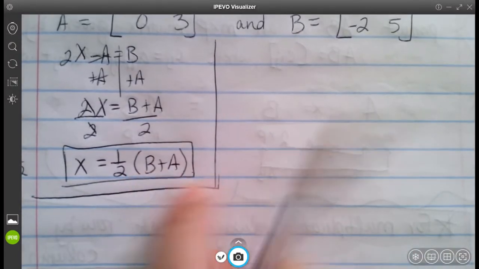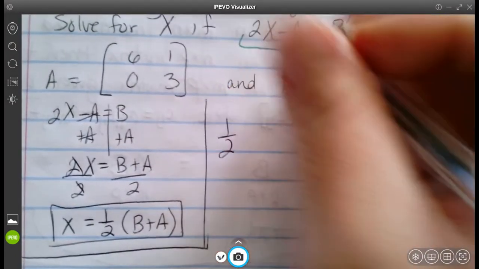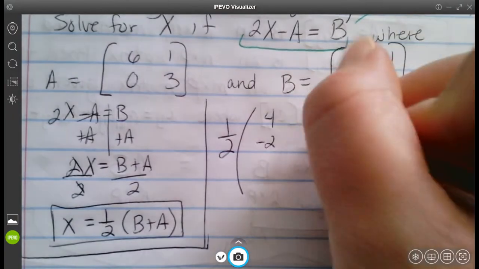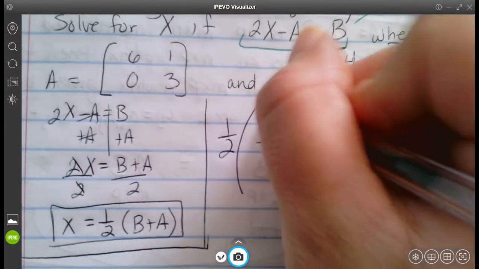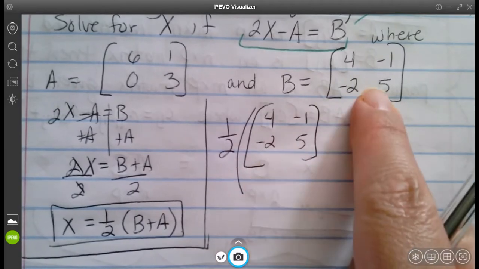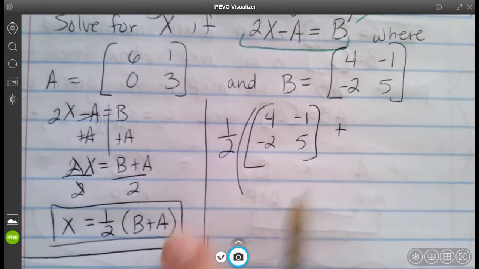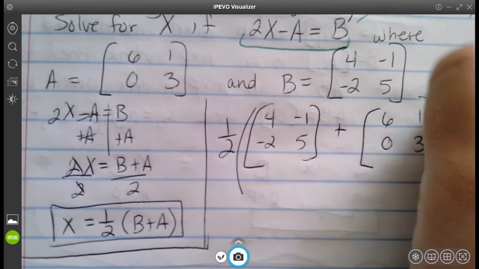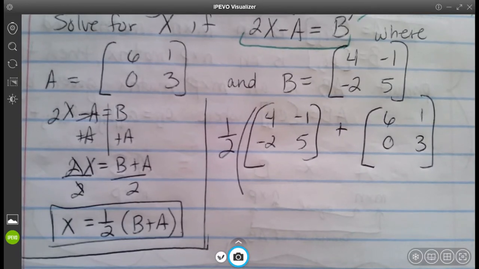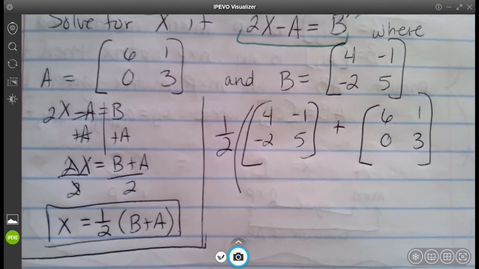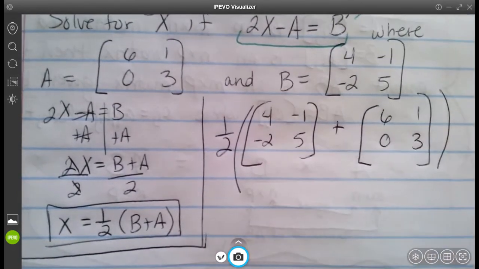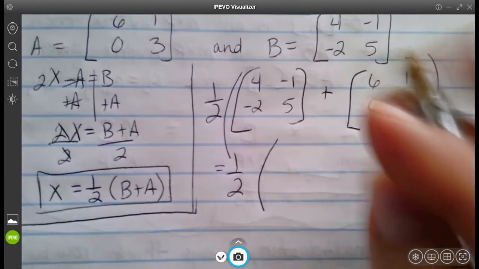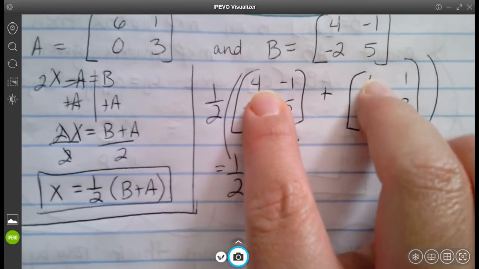We're doing this now: 1/2 times (B plus A). So 1/2 times matrix B, which is 4, -2, -1, and 5. So there's my matrix B. Make sure it matches, plus letter A. My matrix A is 6, 0, 1, and 3. This time I'm going to use the other method, kind of going backwards. I'm going to add these two up and then do the 1/2, because you're allowed to do that as well. So this would be the same as 1/2, and then I'm going to start adding these two together.